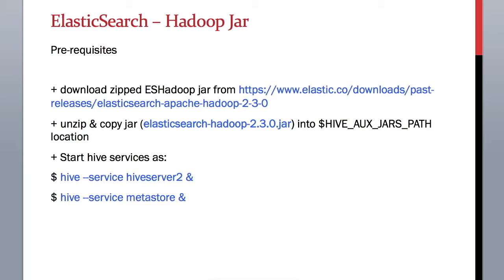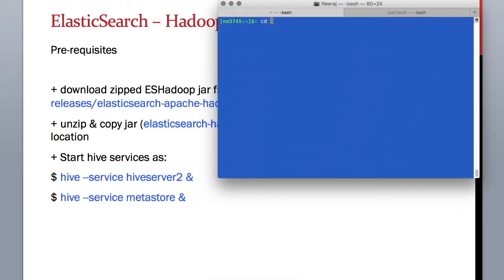If you remember, when we were configuring Hive, we had specified this variable to point to a location called /usr/local/lib, and here I already have this jar. Once you download it, unzip and copy it into this location. So the next step is to start the Hive services.